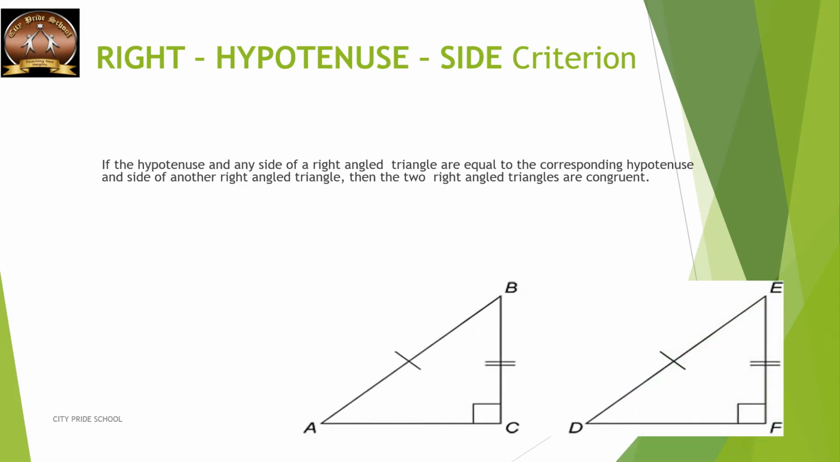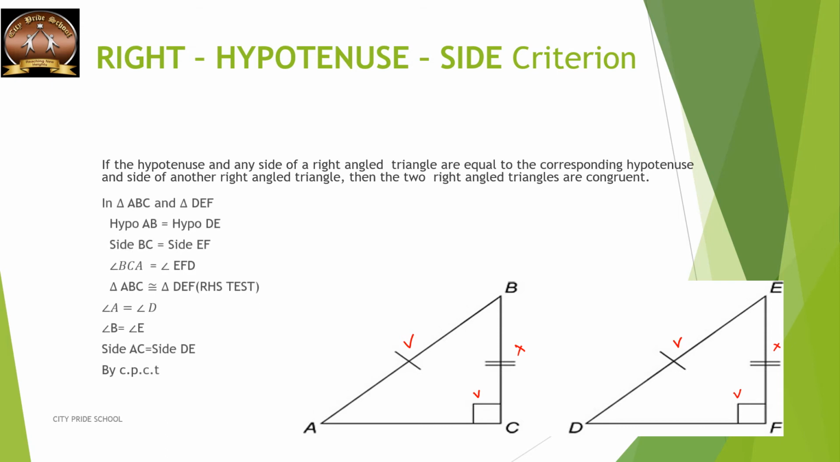So let us see. I have taken two right angle triangles, that is one triangle is ABC and second is DEF. So here it is given that the hypotenuse AB is equal to hypotenuse DE and angle C is equal to angle F, that is 90 degrees equal to 90 degrees. One of the sides, that is BC, is equal to side EF. So I can say that those two triangles are congruent by RHS test.